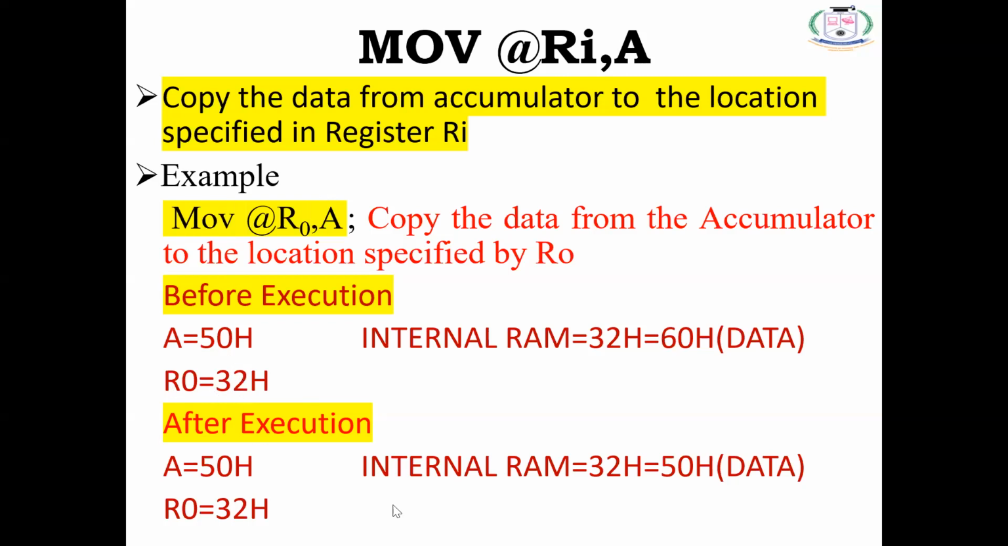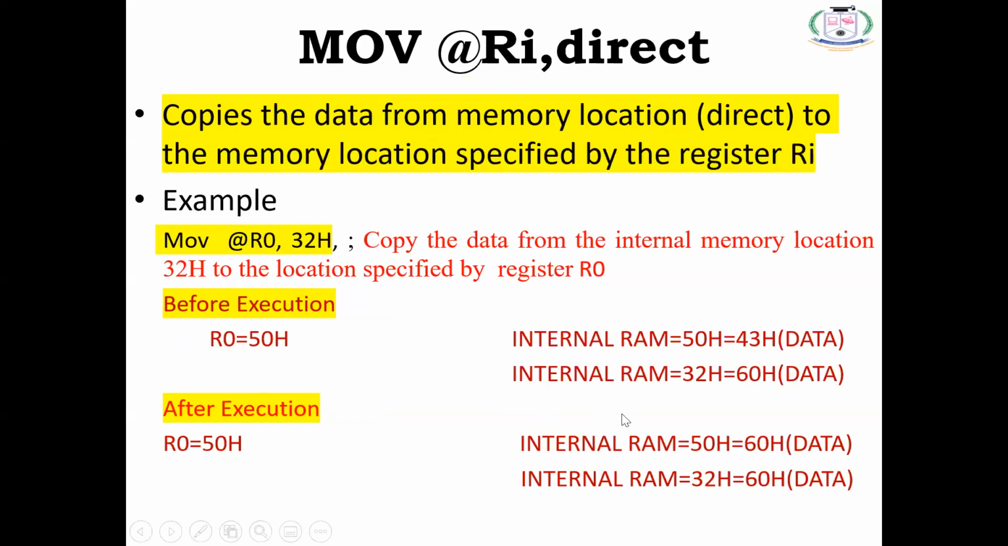At 32 means the @ specifies indirect addressing mode. So in indirect addressing mode, my 32H location is loaded with which data? The accumulator data. What is my accumulator data? 50. So before, in internal RAM, my 32H is 60. But after execution, @32 will load the accumulator value. What is my accumulator value? 50. Are you clear? Okay. MOV @Ri, direct.